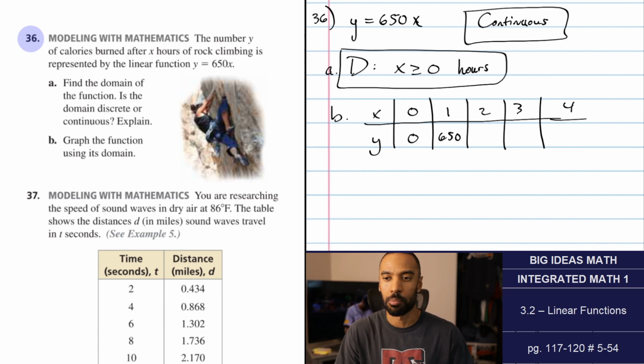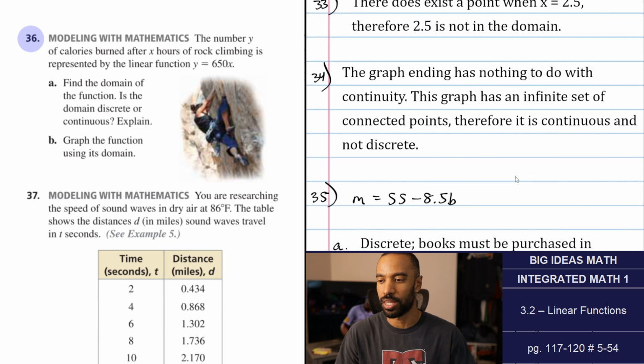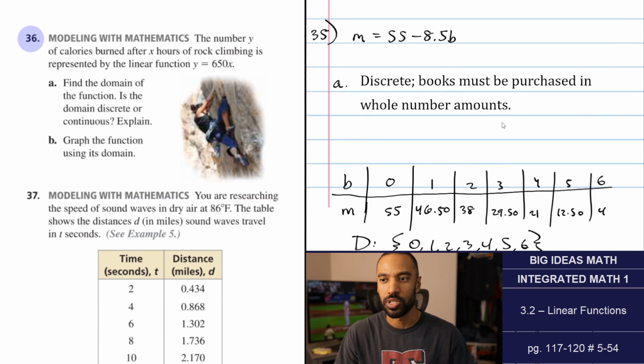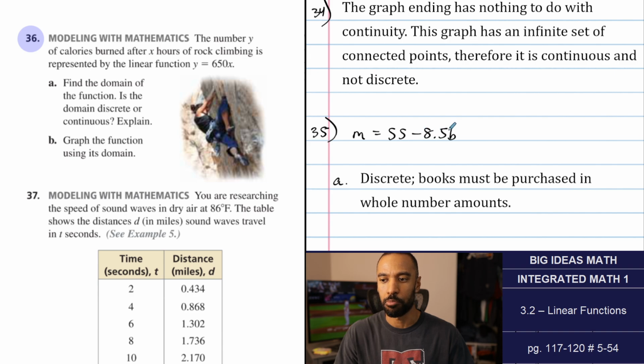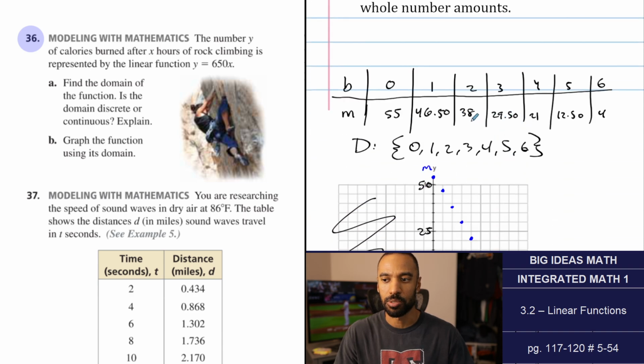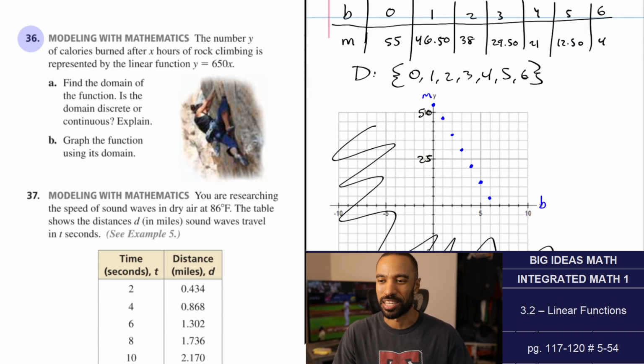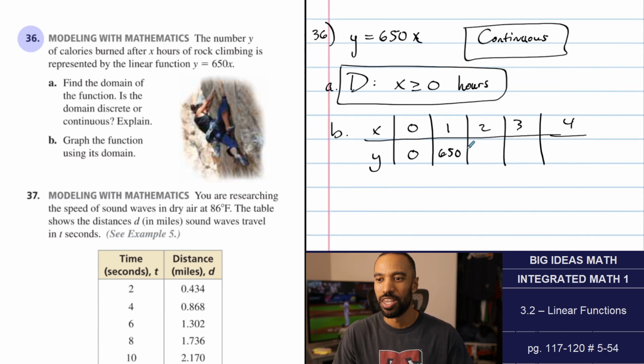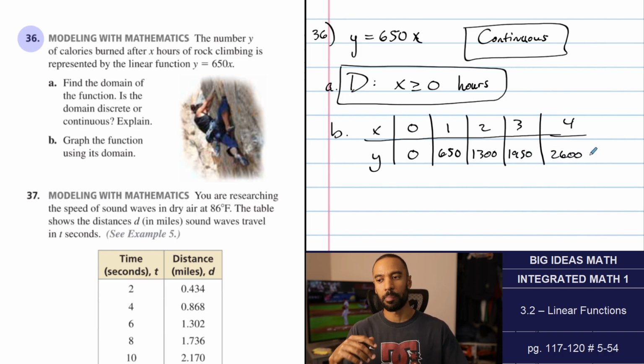If you were curious on the previous question how I was calculating these things in my head so quickly, I was not doing 55 minus 8.5 times 3 to get this number. I subtracted another 8.5 from this number in my head. So that's how I actually got those numbers. Same thing here. You can do 650 times 2. It's pretty bare bones, but I can also add 650 and I get 1,300 calories burned. And then here, 1950 plus 650 here is 2,600. So it goes up by quite a bit.